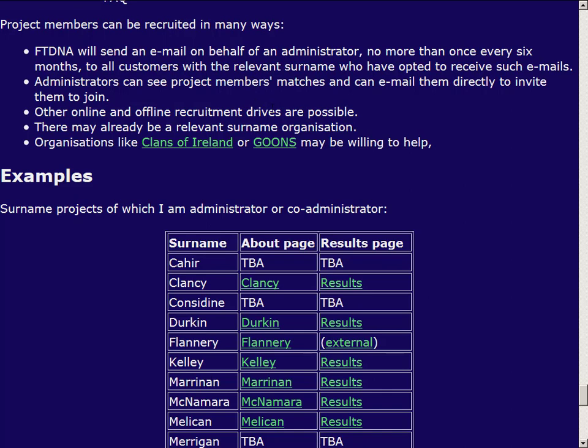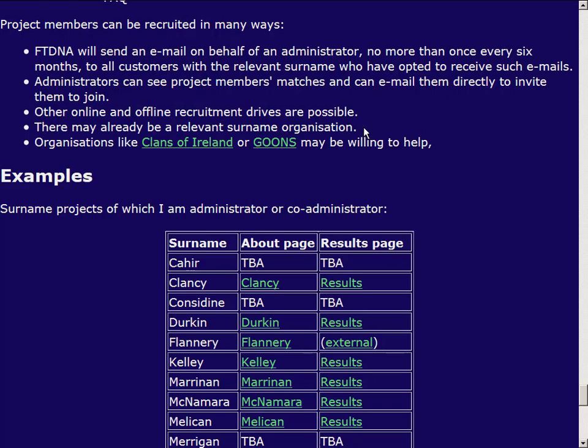You can look at the matches of your project members, and if there's somebody in my Clancy project who has 3 matches who have the surname Clancy who are not in the project, I can email them directly and say, please join the Clancy project. I see you match people who are already in the project. You can use a society like this to recruit people.